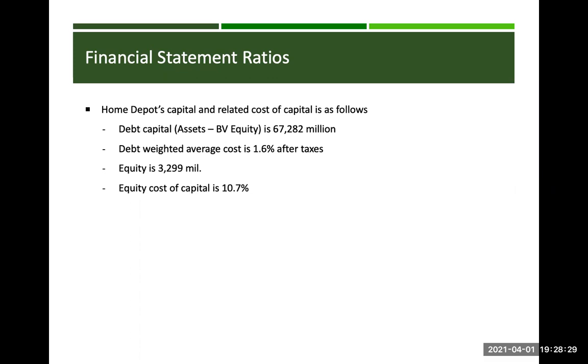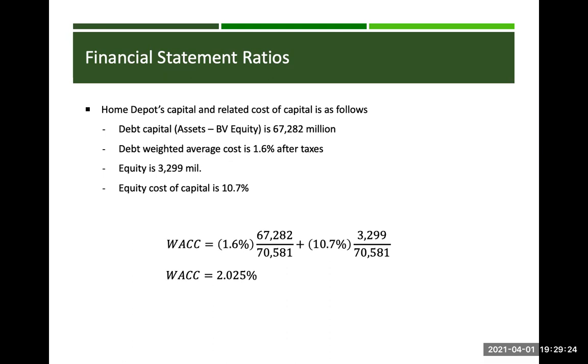So if we look more at Home Depot, and I pulled this data from Bloomberg, it's not perfect, but it will work. And some people use the market value of equity, but I think that's silly. You should use the book value of equity, even though we're getting the cost of it using the market price. So how much of their assets are they actually financing with their equity shares? So debt capital, assets minus the book value of equity, 67.282 million, so 67.3 billion. Debt weighted average cost is 1.6% after taxes. Their equity on their balance sheet is 3.3 billion. Their equity cost of capital, again, it uses a CAPM model, is 10.7%.